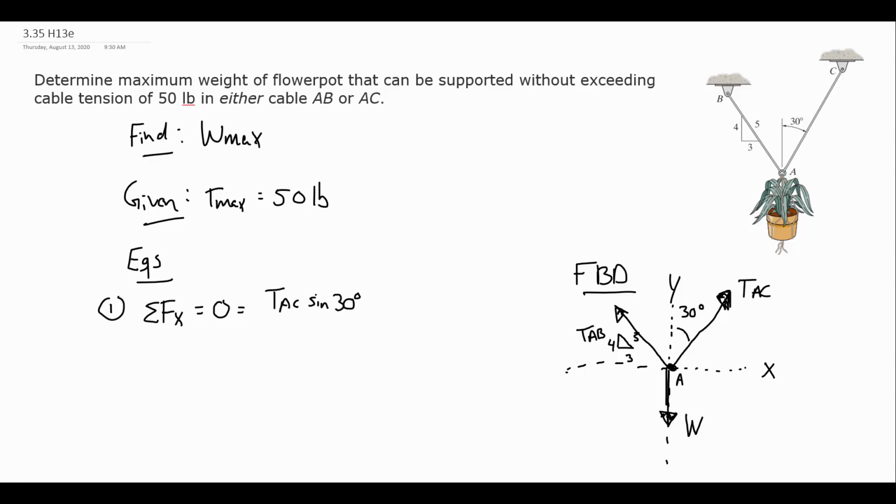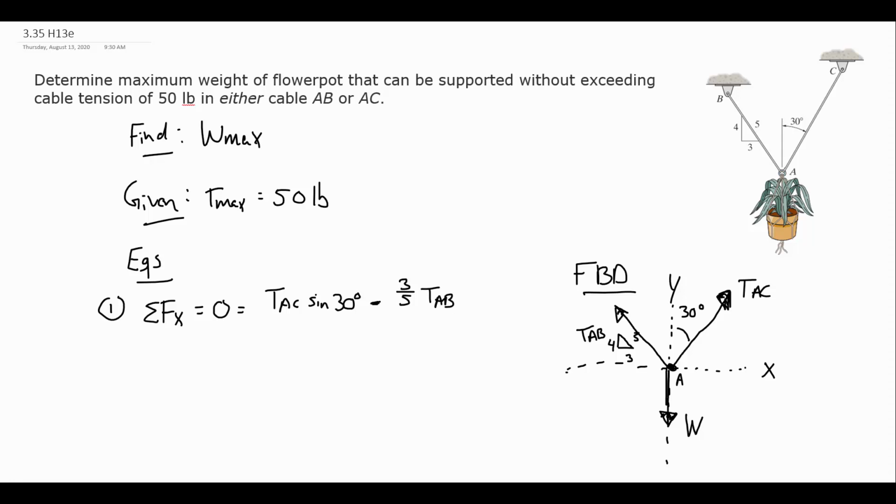And now the x component of TAB, so the horizontal component. So looking at TAB, it's going to be pointing to the left, the negative x direction. And we can use the ratio triangle there. So the horizontal component is 3 over 5 TAB.